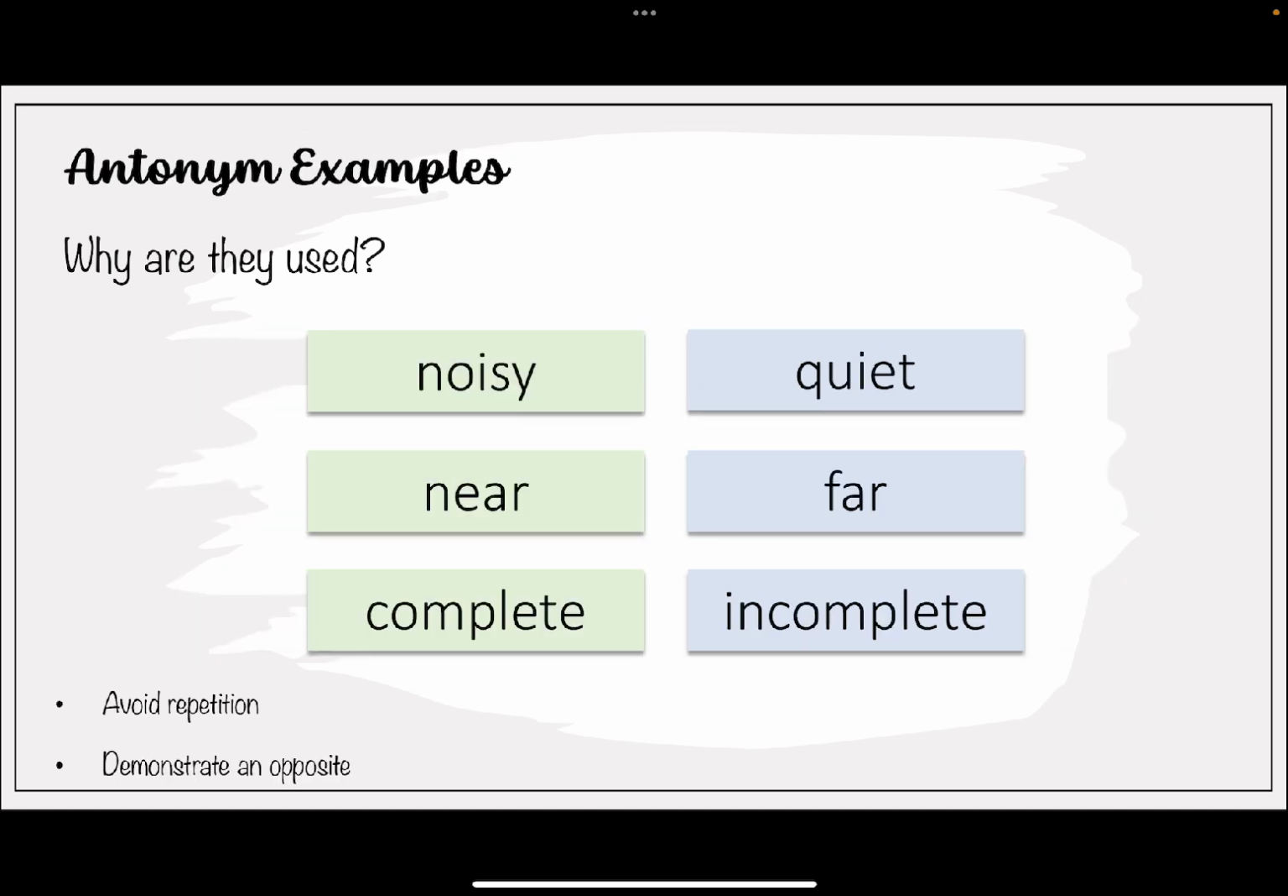Now, antonyms are words that mean the opposite. They are also used to avoid repetition, and they are used to demonstrate an opposite. Noisy, the antonym of noisy is quiet. Near, the antonym for near is far. And complete, an antonym for complete is incomplete.